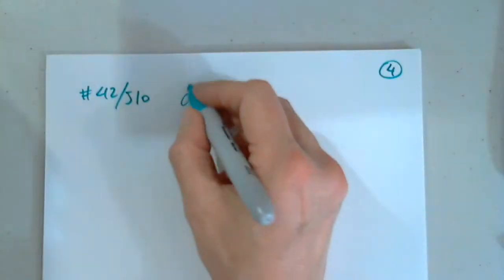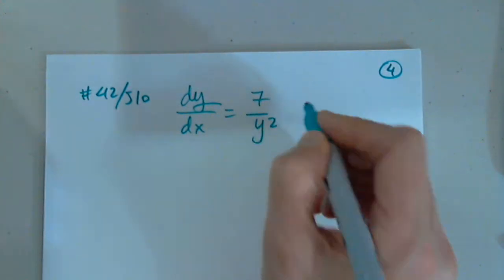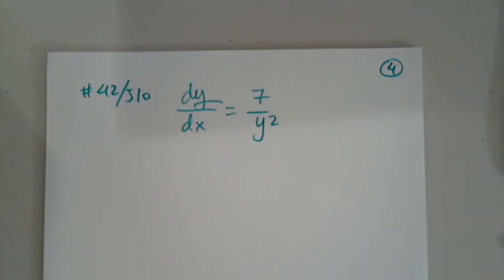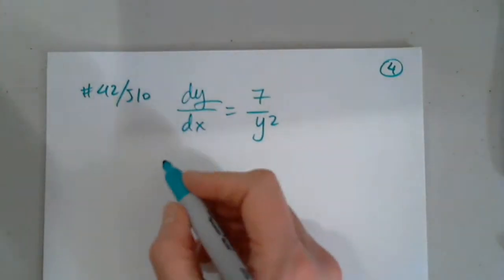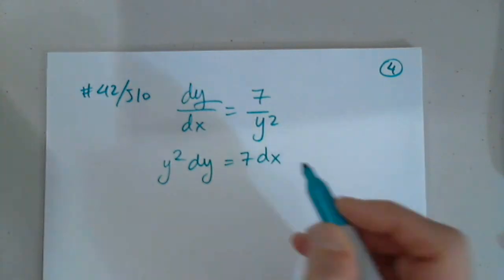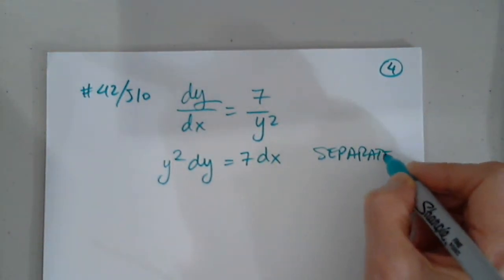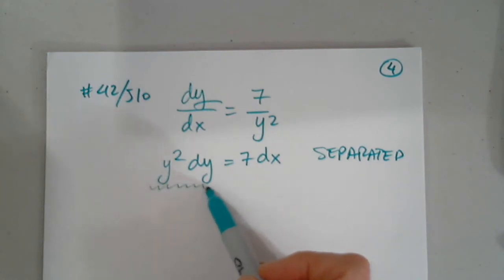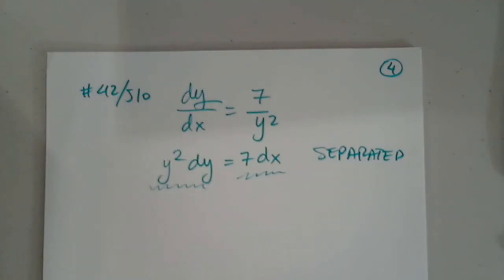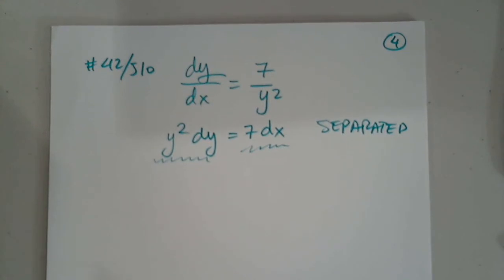42 on 510, 42. dy over dx equals 7 over y squared. Yes, I highly recommend cross multiply first. So y squared dy equals 7 dx. They are already separated. Y is alone on one side, x is alone on the other. There is no combo of x and y. And that's what I wanted.